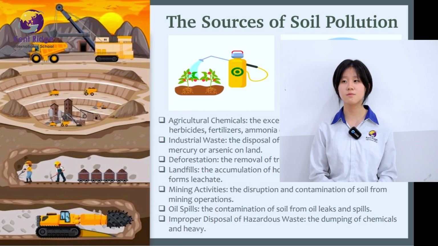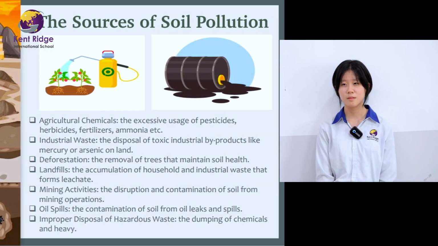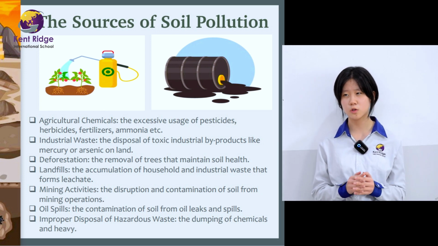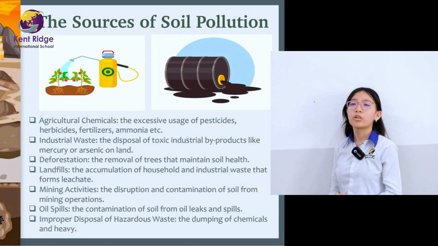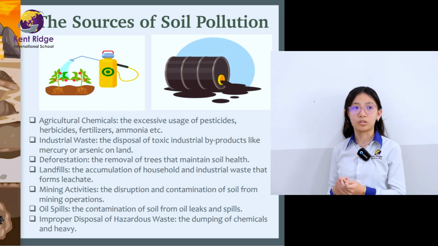Agricultural chemicals, the excessive usage of pesticides, herbicides, fertilizers, and ammonia, etc. Industrial waste, the disposal of toxic industrial byproducts like mercury or arsenic on land. Soil pollution also causes deforestation, landfills, and oil spills.